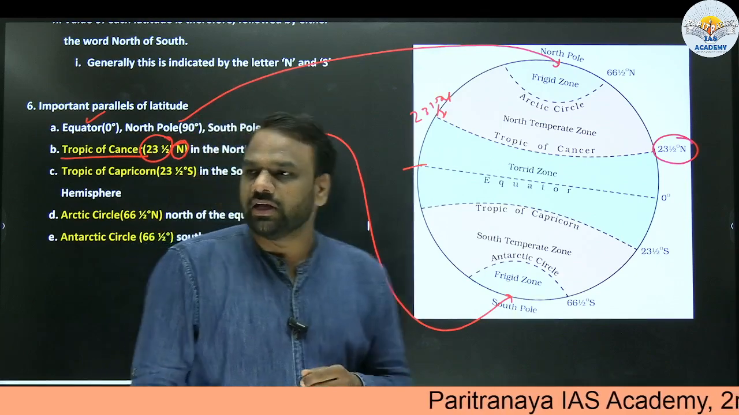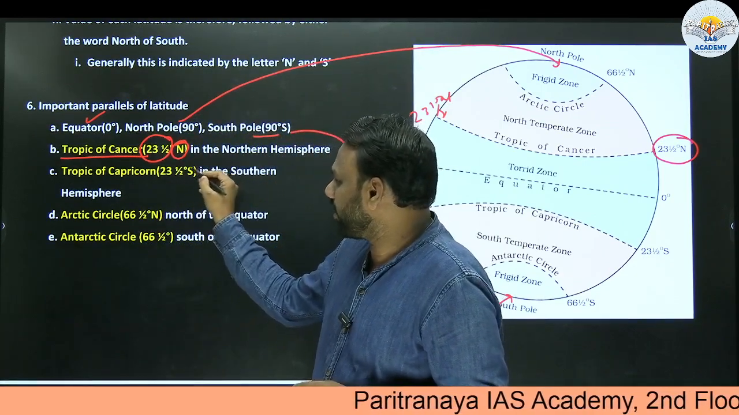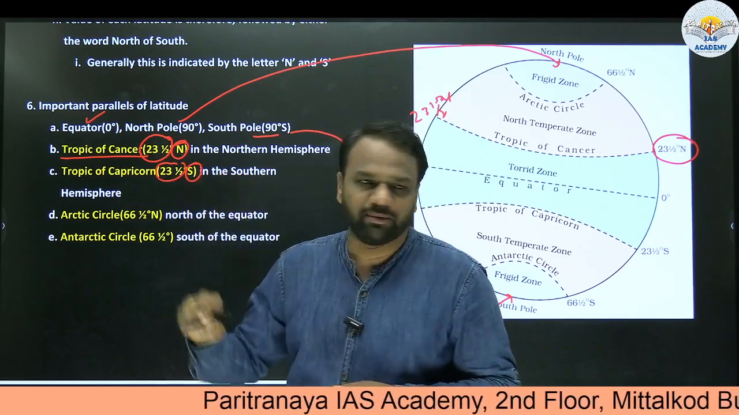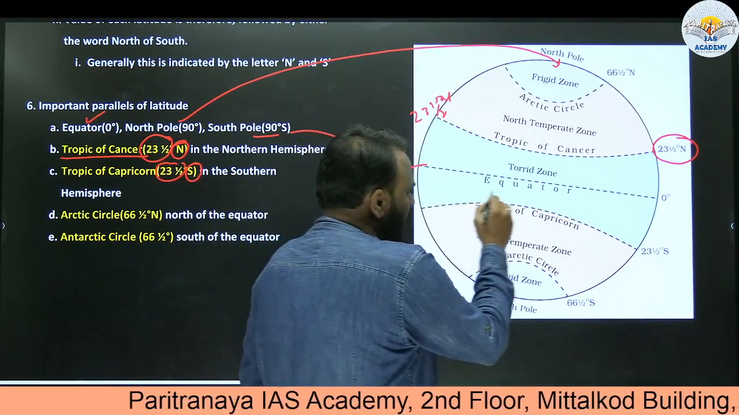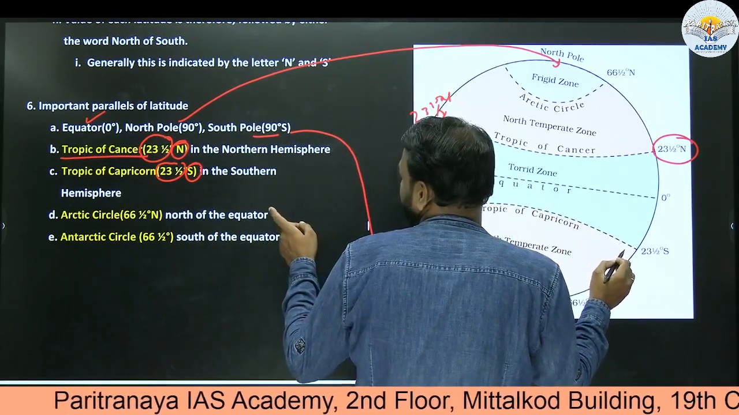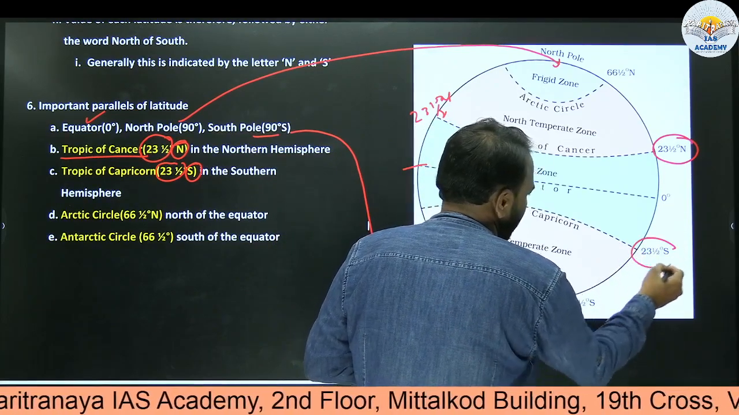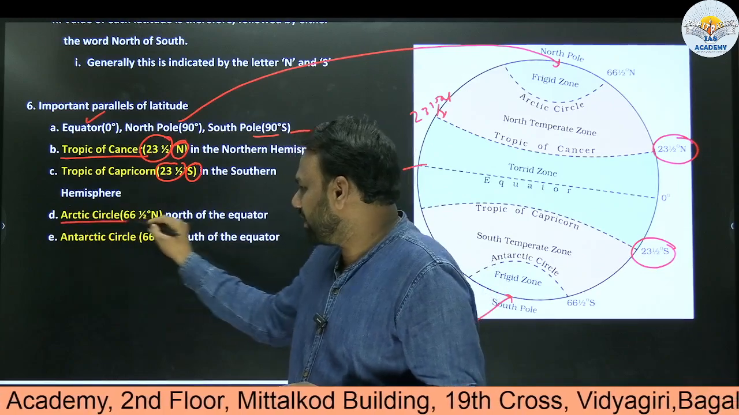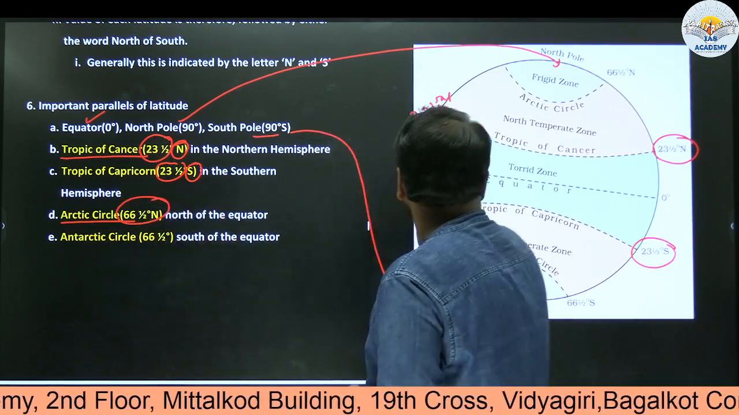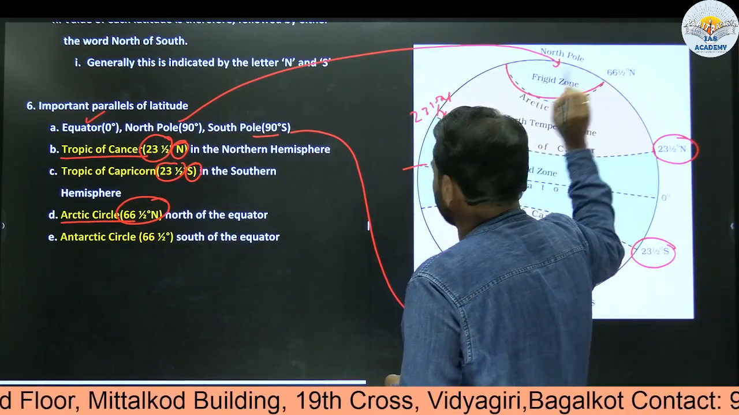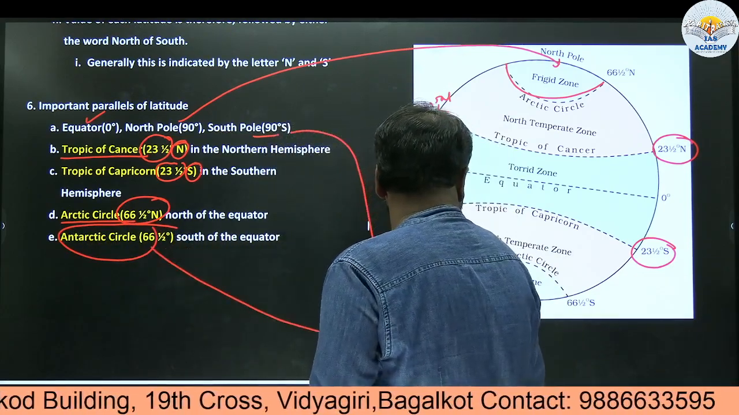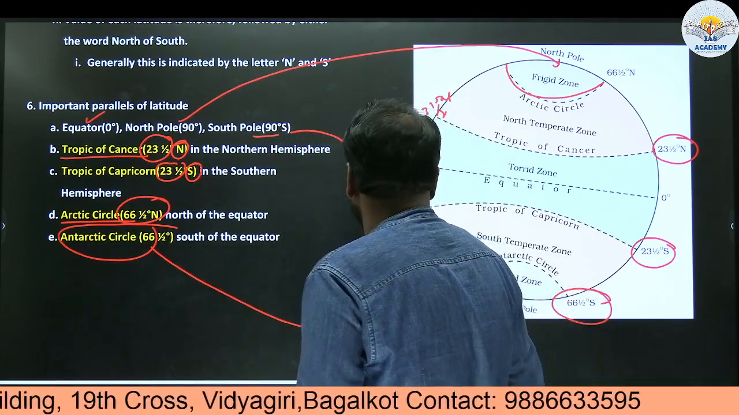Similarly, Tropic of Capricorn, 23.5 degree, but it is south. It means it is in the southern hemisphere. So here we have the Tropic of, sorry, Tropic of Capricorn, 23.5 degree south. Next, apart from that, we have the Arctic Circle, 66.5 degree north. So this is the Arctic Circle, 66.5 degree north. We have the Antarctic Circle, that is 66.5 degree south.